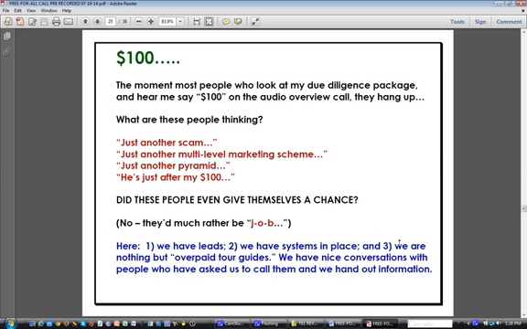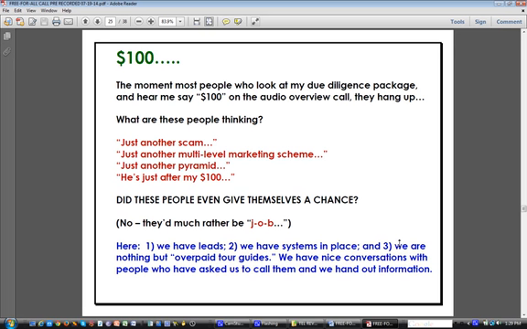Now let's talk just for a moment about $100, because people get hung up on this, okay, and they shouldn't. But the moment most people who look at my due diligence package hear me say $100 on the audio overview call, they're hanging up. I know they're hanging up. Well, what are they thinking? Well, maybe they're thinking, just another scam. Maybe they're thinking, just another multi-level marketing scheme. Maybe they're thinking, oh, this must be one of those pyramids, which we'll talk about in a minute. Or, he's probably just after my $100. That's all he cares about.